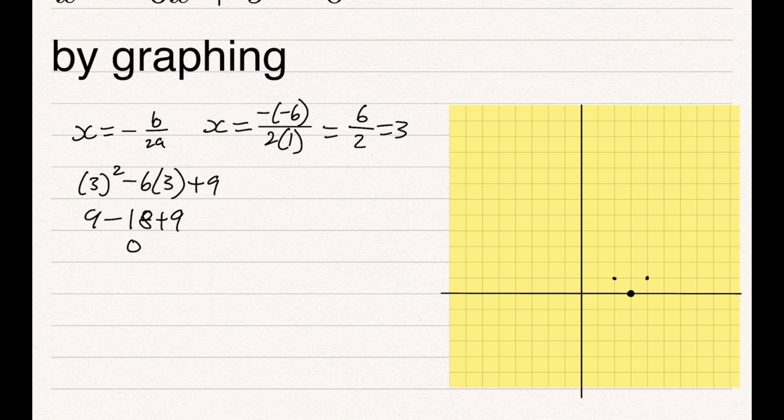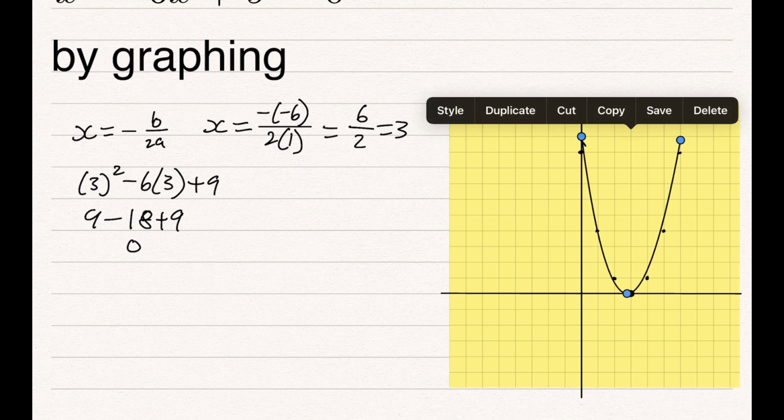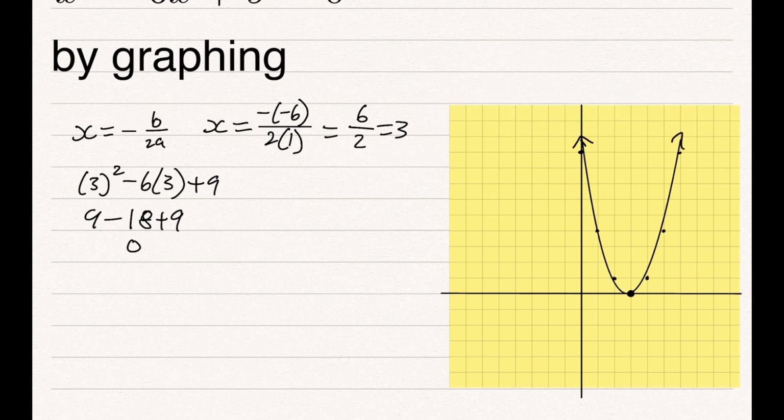Using our memorized points, we go over 1, up 1, over 2, up 4, and using our axis of symmetry to get points on both sides, over 3, up 9. This is 4, 5, 6, 7, 8, 9. So our parabola looks something, oh, that was terrible. Our parabola looks something like this. It touches the x-axis once and only once at the point 3, 0. So our solution is that point.